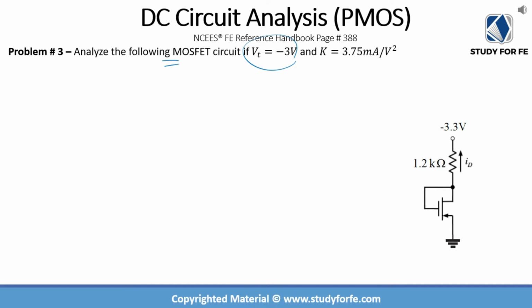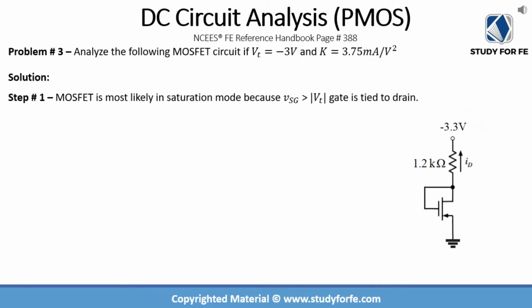VT for this MOSFET is minus 3 volts, and K is equal to 3.75 milliamps per volt squared. And this is the MOSFET circuit. You can see that this MOSFET is most likely in saturation mode because VSG is going to be greater than the magnitude of VT. Why is that? Our drain voltage VD is equal to VG. Okay, so this is negative 3 volts. This is probably going to be a negative value as well. So the gate is going to be a negative value.